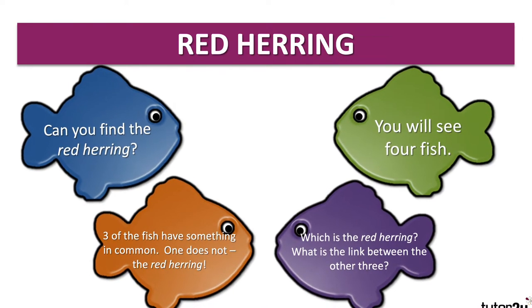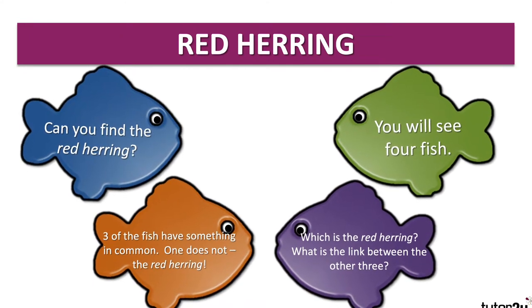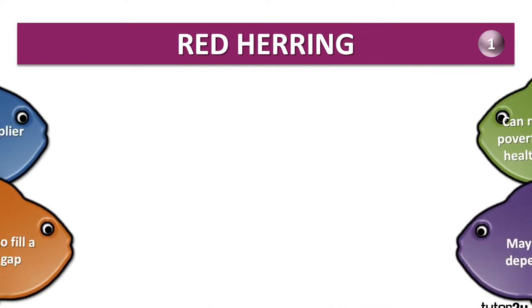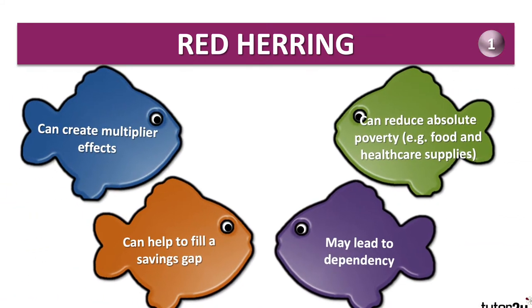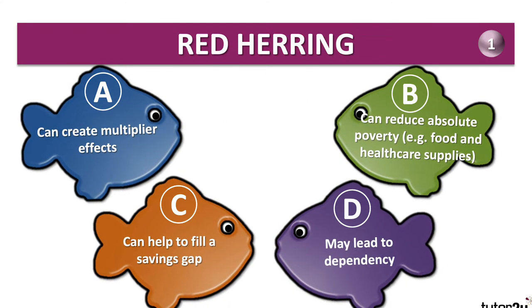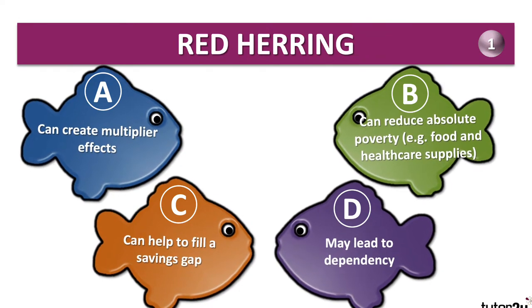So we're going to go for a red herring. You are going to see four fish on the board. Three of the fish have something in common. One does not, hence the name the red herring. So you need to figure out what the red herring is and what the link between the others are. So is the red herring: can create multiplier effects, can help to fill a savings gap, can reduce absolute poverty, or may lead to dependency.